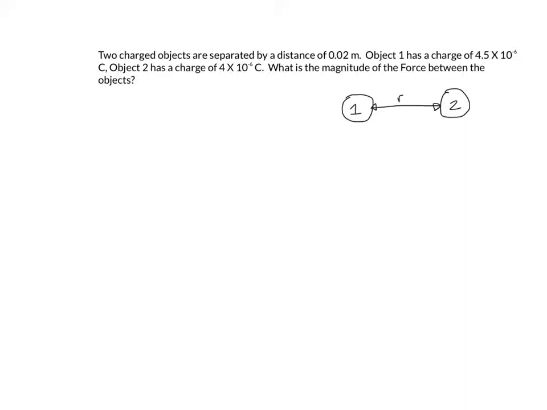So the first thing to do is to realize the equation for Coulomb's law is given by force is equal to K, the so-called electrostatic constant, multiplied by the charge on object 1, or Q1, multiplied by the charge on object 2, or Q2, divided by the distance between them squared. Now, Coulomb's law tells you that the electrostatic constant is always going to be the same number, and that's going to be 9 times 10 to the 9th power.